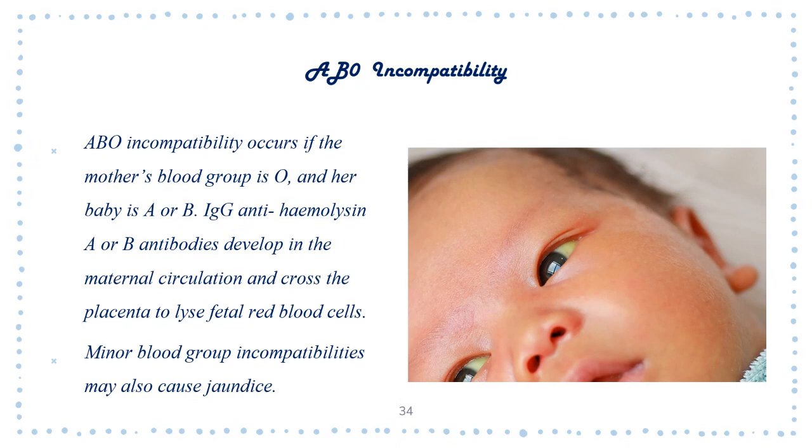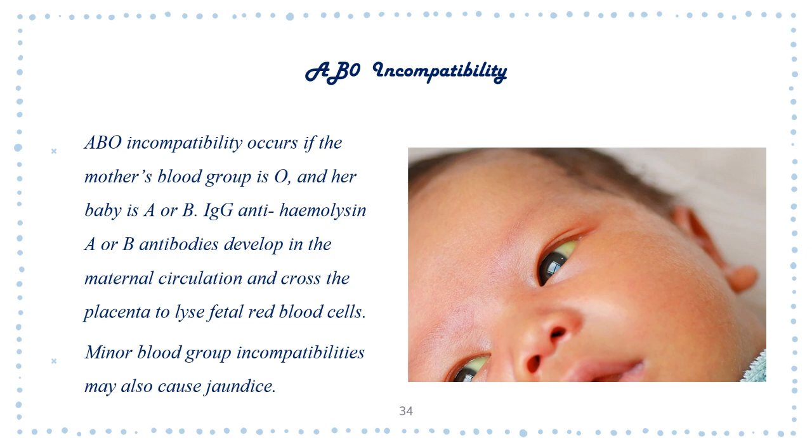So we have ABO incompatibility. I think most are familiar with this. But blood group incompatibility occurs if the mother's blood group is O and the baby is either A or B. So we'll see in the coming slide that the blood group O carries antibodies to A and B antigens. So an IgG anti-hemolysin A or B antibody will develop in the maternal circulation and cross the placenta to break down the fetal red blood cells. So this is important to remember. IgG is the type of the antibody that is able to cross the placenta.